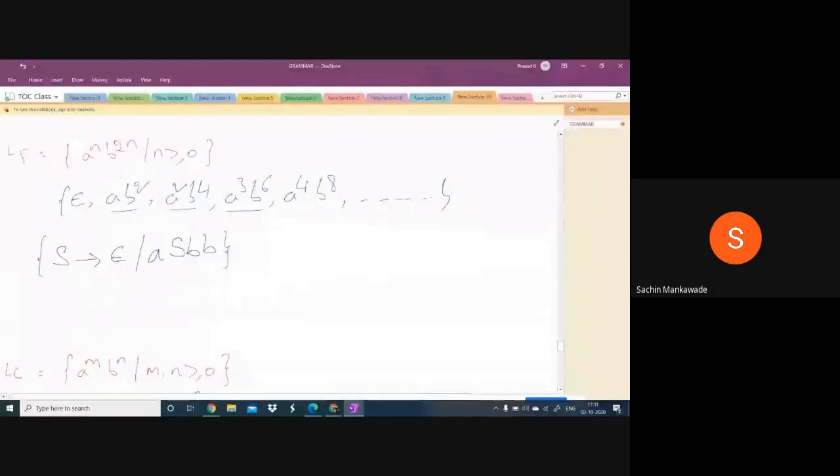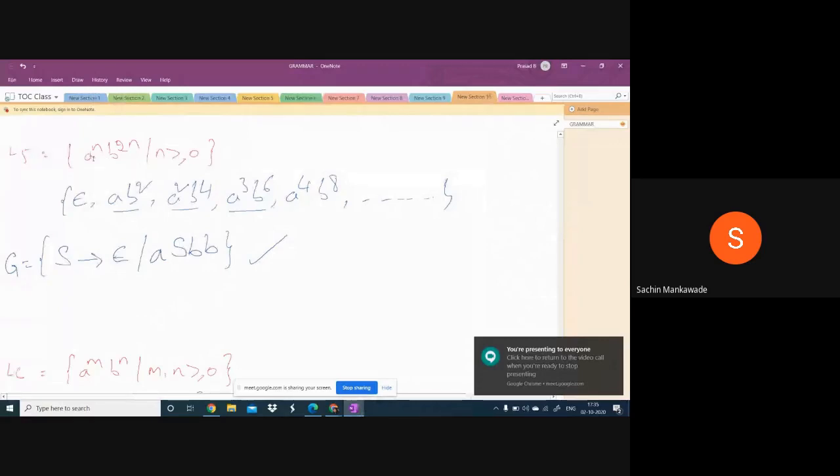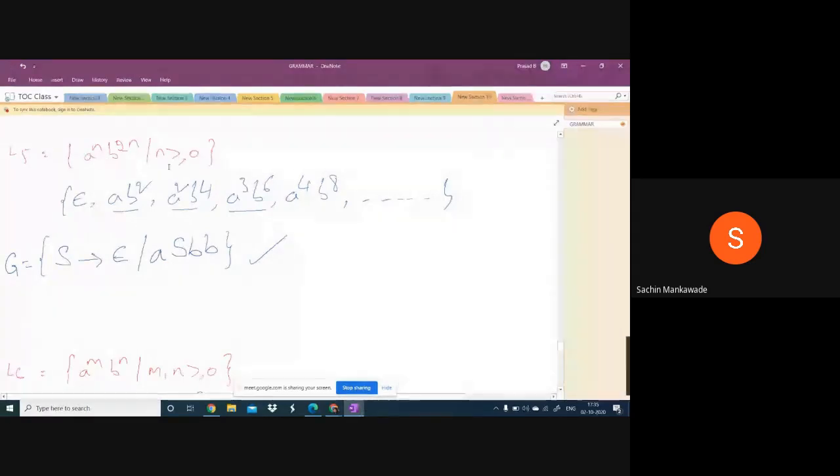Any doubt? A power n, b power 2n. The minimum value of n is 0. N is 0, then epsilon. N is 1, ab square. N is 2, a square b power 4. A cube b power 6, like this. So the number of b's is double the number of a's, and the smallest string is epsilon. That is the reason S derives epsilon is there. And in every string b's are double the a's.